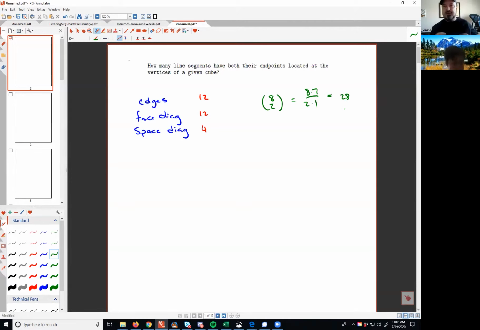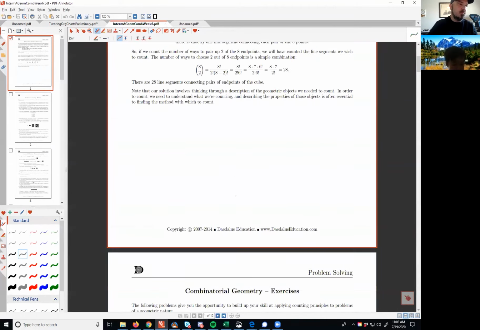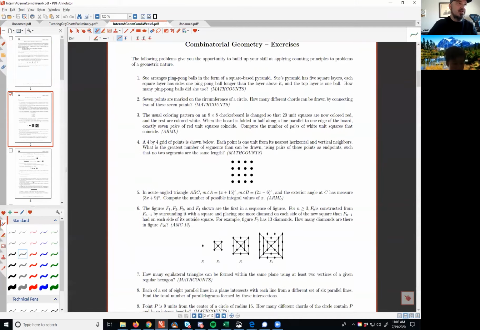So it's very often good to say, okay, what is it that we're counting, or is there some other description so that we can count something more easily using a 1-to-1 correspondence? Okay, let's take a look at some more of these.